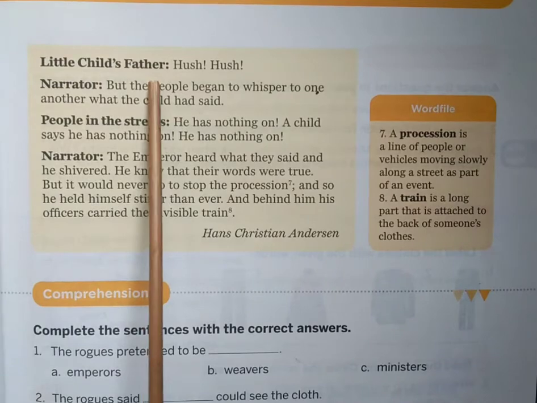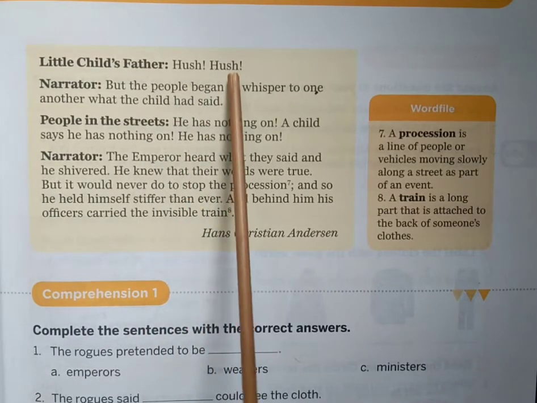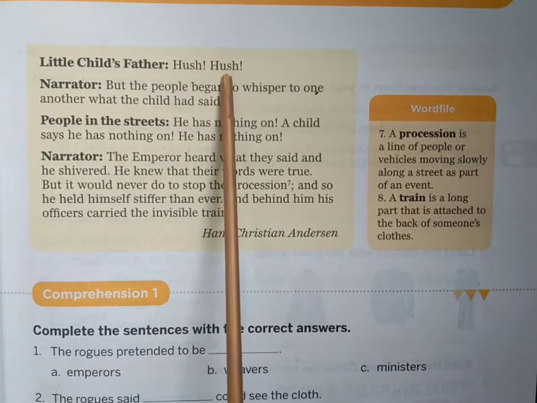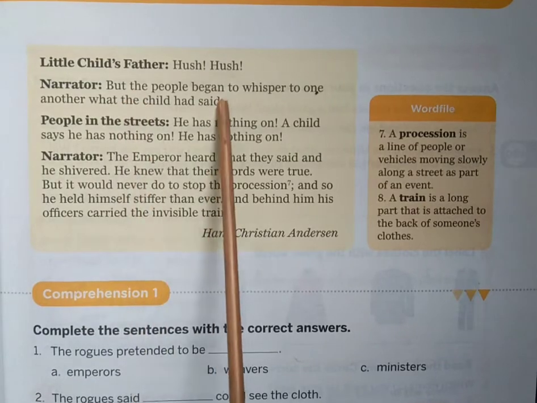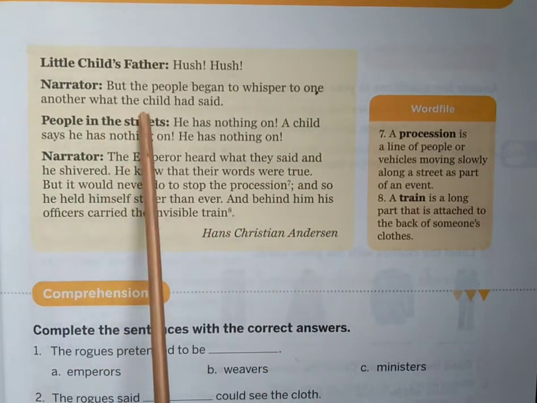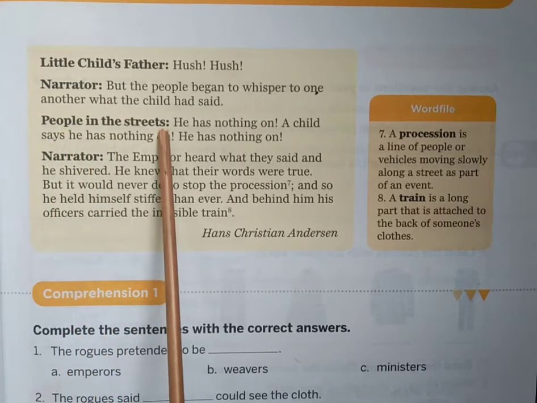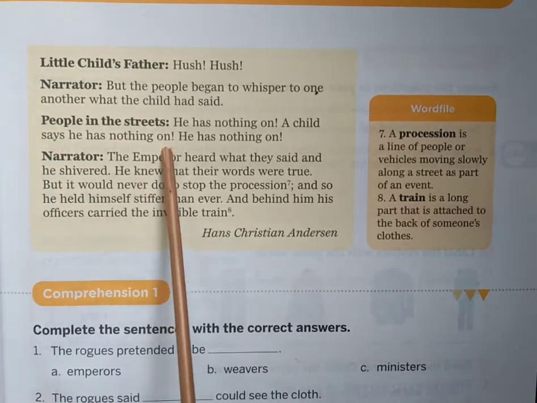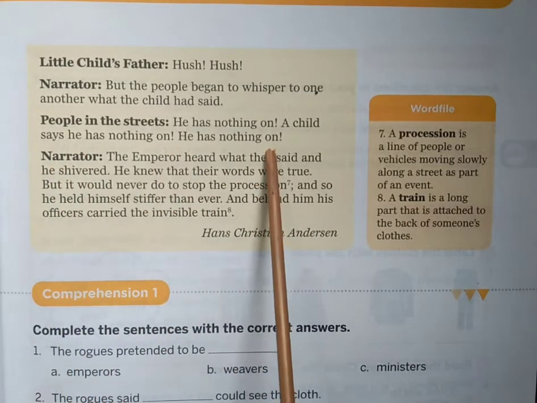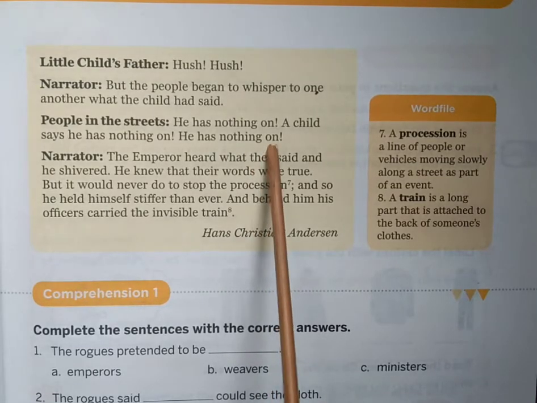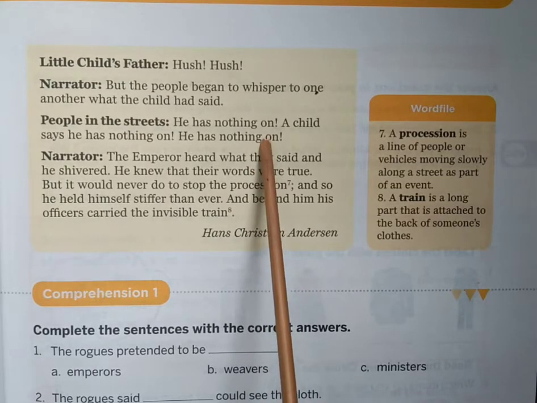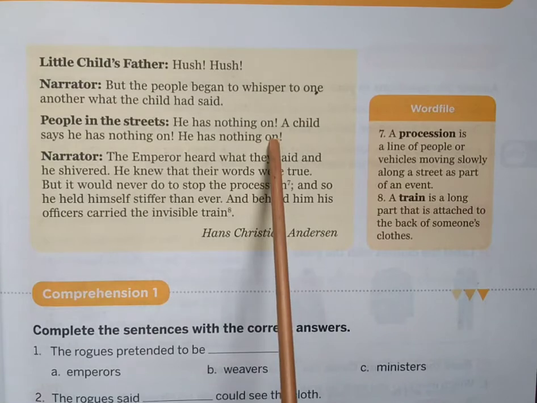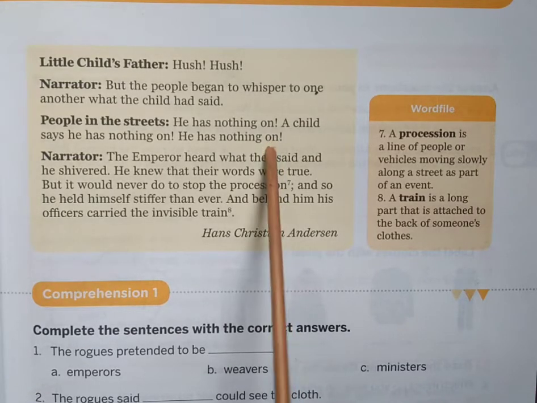Then the little child's father said, hush, hush. So the child's father tries to make her quiet, not to speak such words. Narrator: But the people began to whisper to one another what the child had said. People in the streets started saying, he has nothing on. A child says he has nothing on. It means they also began to say that a little child said that he has nothing on his body. He means the emperor here. So everyone started speaking about how he has not worn any cloth.